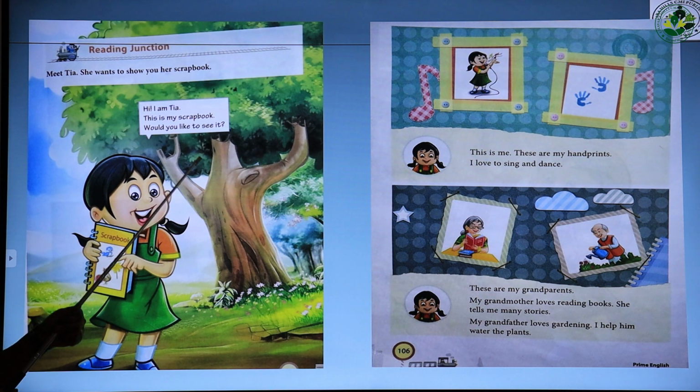Would you like to see it? See, listen. This is Tia's scrapbook and inside this scrapbook there are many pages and she did so many activities in the scrapbook.